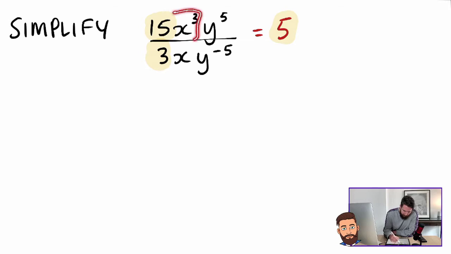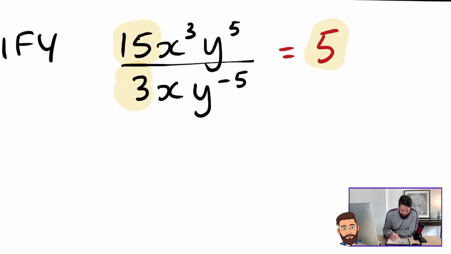Then we can focus on the x's because they share the same base. Now we saw if there is no base, the base is 1. And that's really useful. We've got x cubed divided by x to the power 1. Well, we saw that when you divide bases with the same, in this case x, you can minus the power. So we're going to do 3 minus 1. So it would be x to the power 2, since 3 minus 1 is 2.